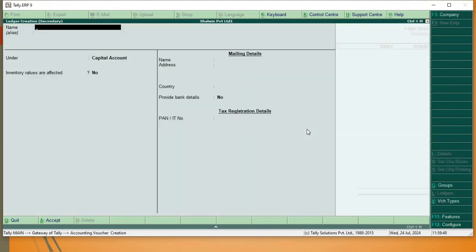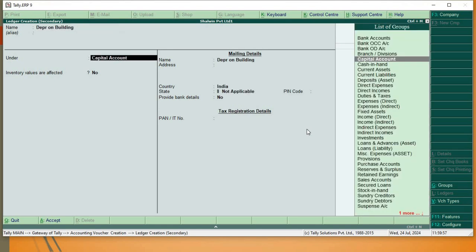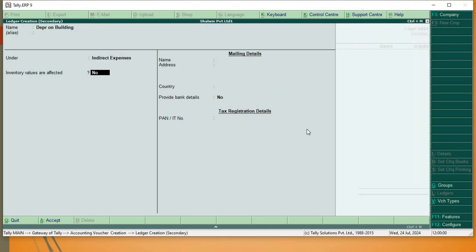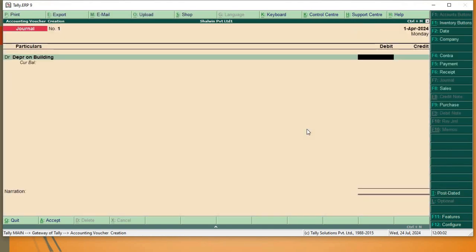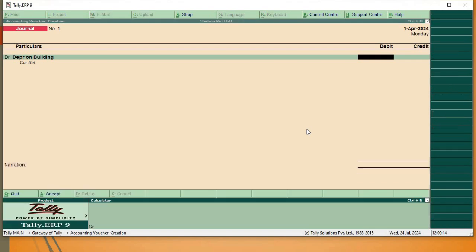I have to create a ledger by name depreciation on building under indirect expense. So what is the amount? It is 5% of 15 lakhs. In order to calculate it, you can use the calculator using Control N. The calculator will be activated for you. So just do the calculation here, 15 lakhs into 5%. So it comes to 75,000.